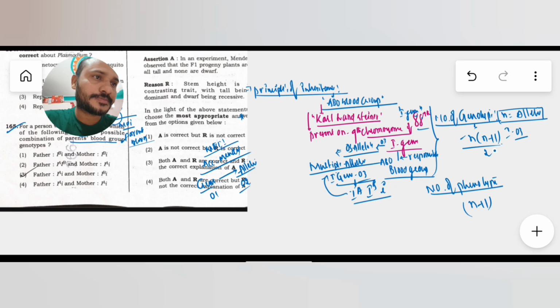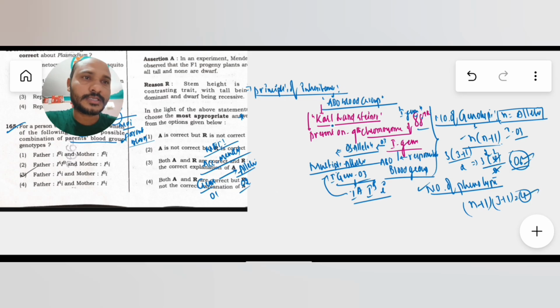3 alleles, so here (3 plus 1) by 2, which is 3 × 4 by 2, so 3 × 2 is 6. So the ABO blood group has 6 genotypes. Coming to the number of phenotypes, here n is 3 plus 1, which is equal to 4. So we have 4 phenotypes. Finally, 6 genotypes and 4 phenotypes are contained in the ABO blood group.